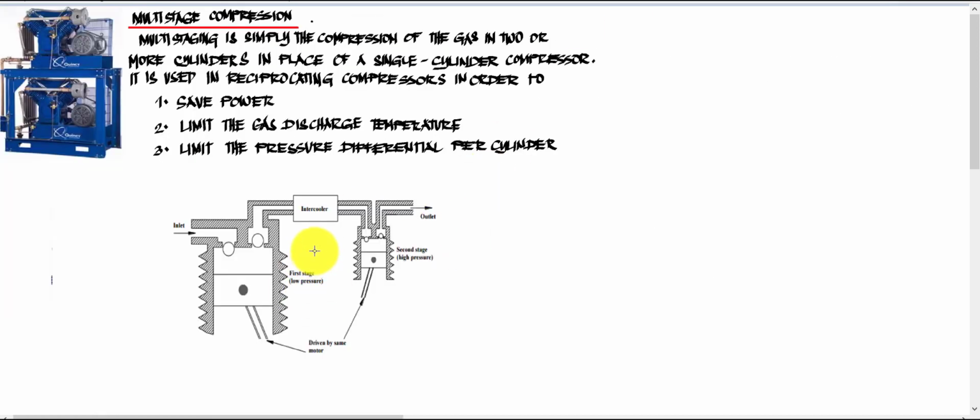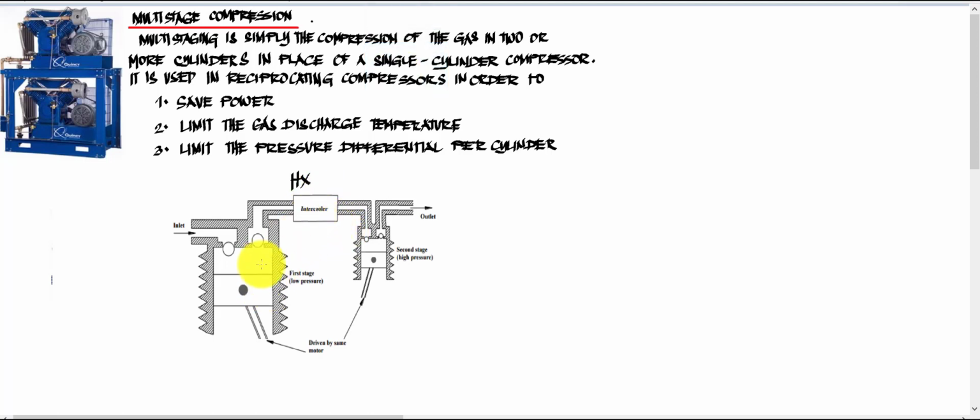I brought here a simple diagram showing how the multi-stage compressor works. You have an inlet here during the suction stroke, with your valve here, so air is entering here. Then it will be compressed here and discharged on this side. The air will then pass to a heat exchanger. This is the heat exchanger, HX, here.